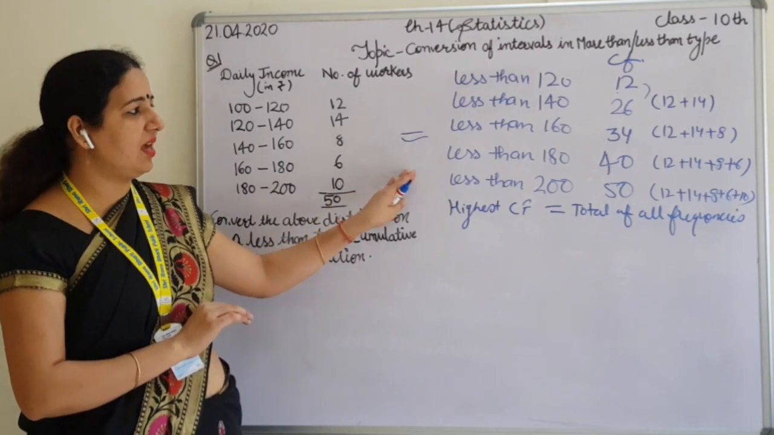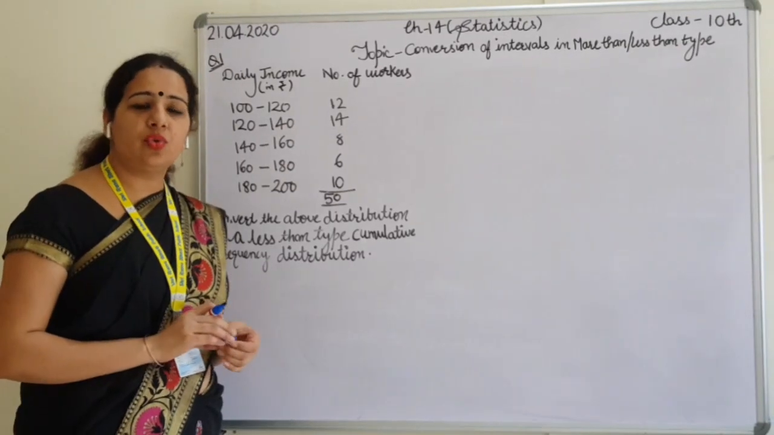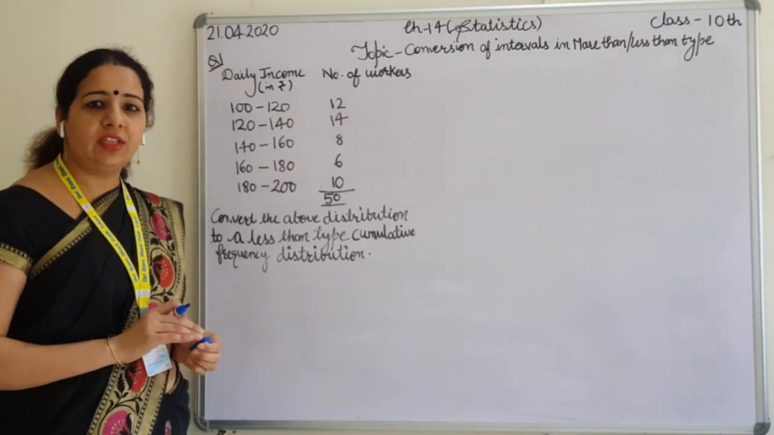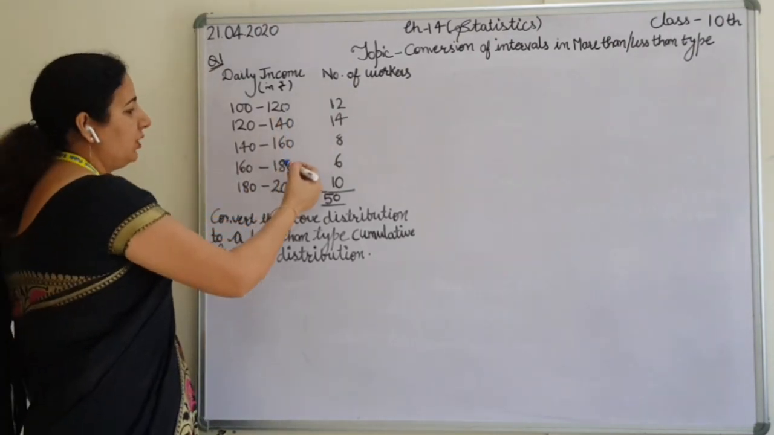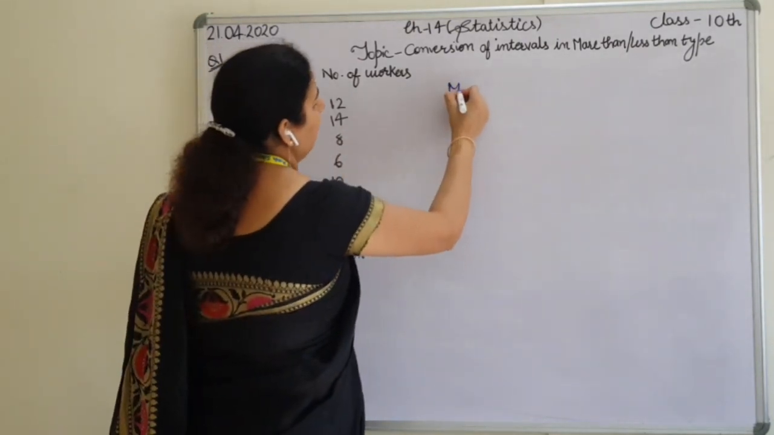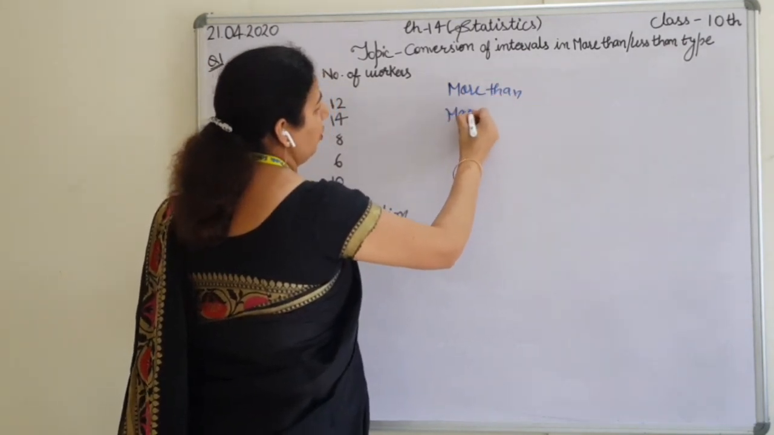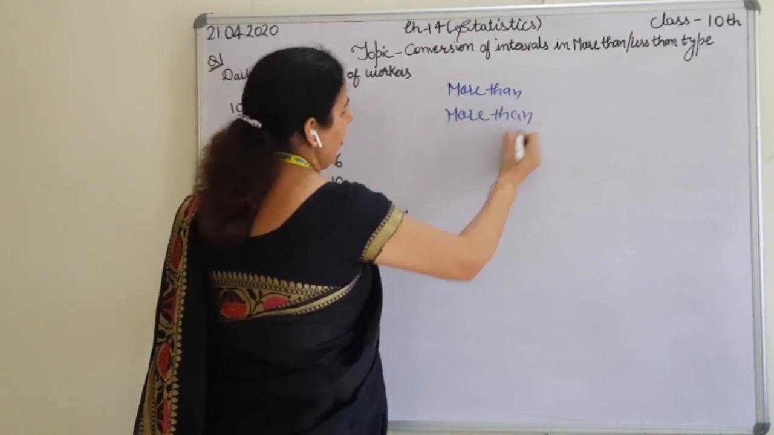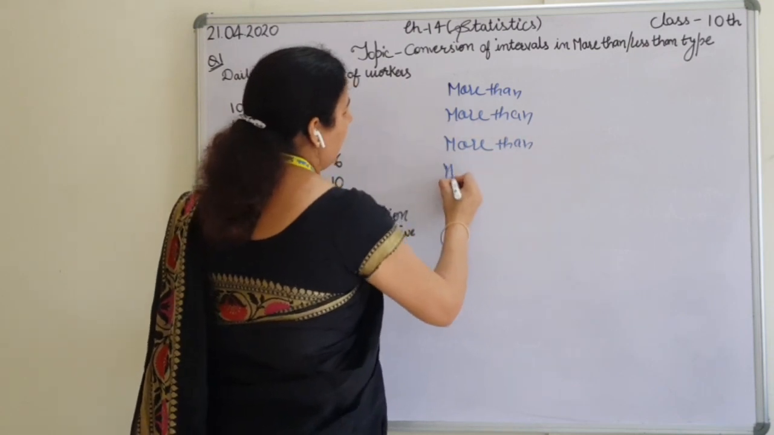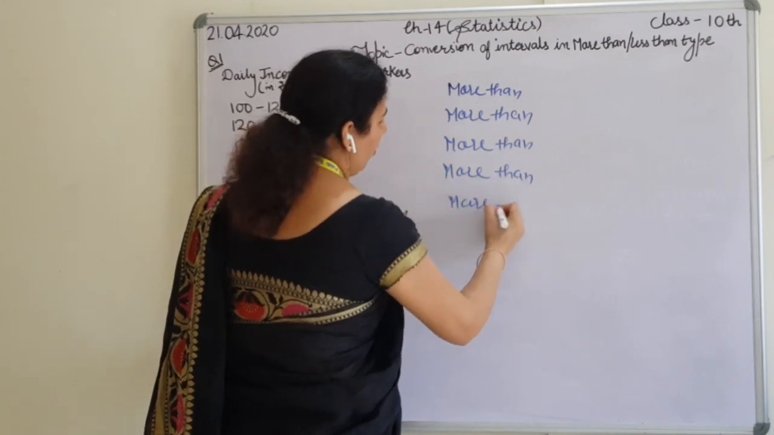I am going to take the same example and convert it in the more than type. Clear class? So students, how are we going to convert the same interval in the more than type? For this, you just count the intervals: 1, 2, 3, 4, 5. So I am going to write down the more than word 5 times, because the total number of intervals is 5. I will write the more than word as many times as the intervals are given. So more than, and the last one is again more than.